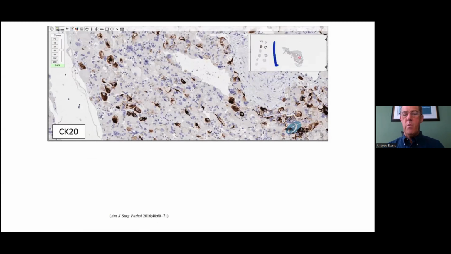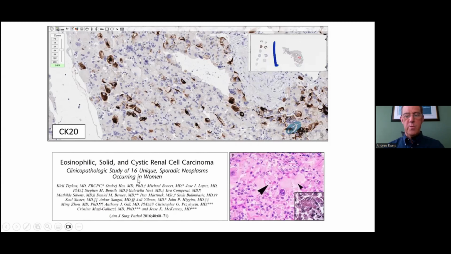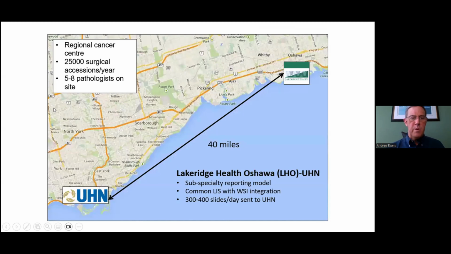Positivity is extremely rare in kidney tumors and is really only limited to eosinophilic solid and cystic renal cell carcinoma. And that was my final diagnosis. So I was able to sort this out for them with one particular stain and avoid having to send the entire case down.